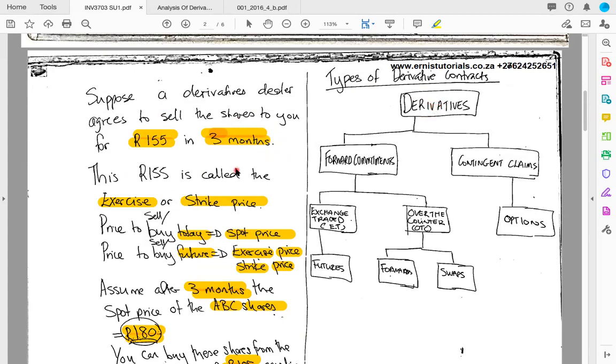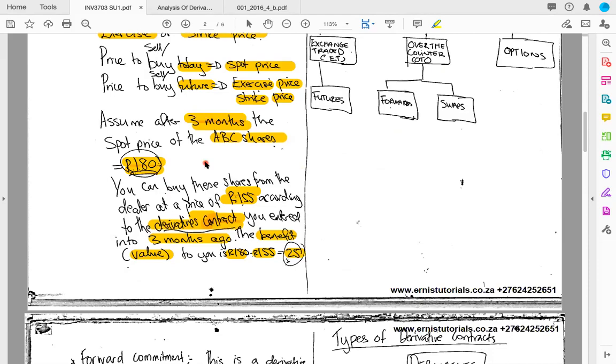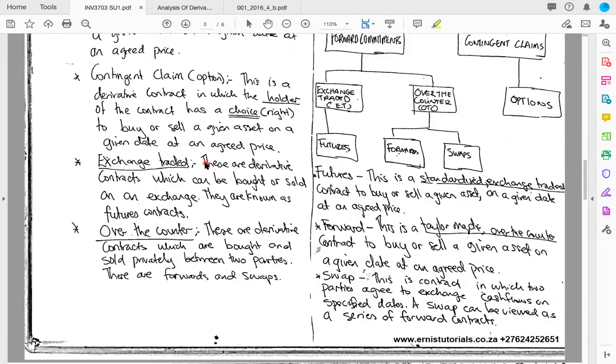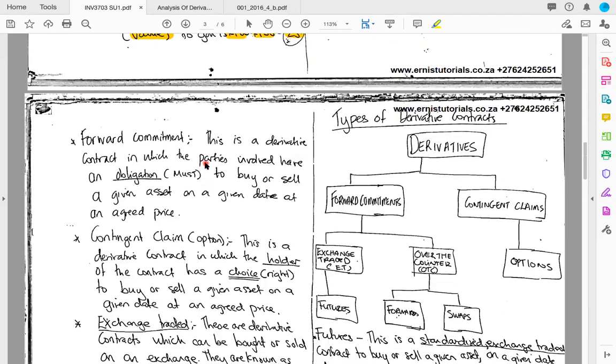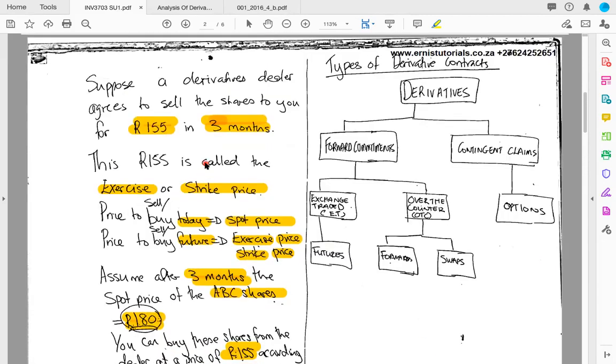Okay. In the examples we were talking about, we were just saying derivative contracts, but those derivative contracts can actually be divided into different groups, right? So rather than just saying derivative contracts, we can actually divide these derivatives into different groups, right? So I've drawn a table here just to explain how we can divide derivatives into different groups.